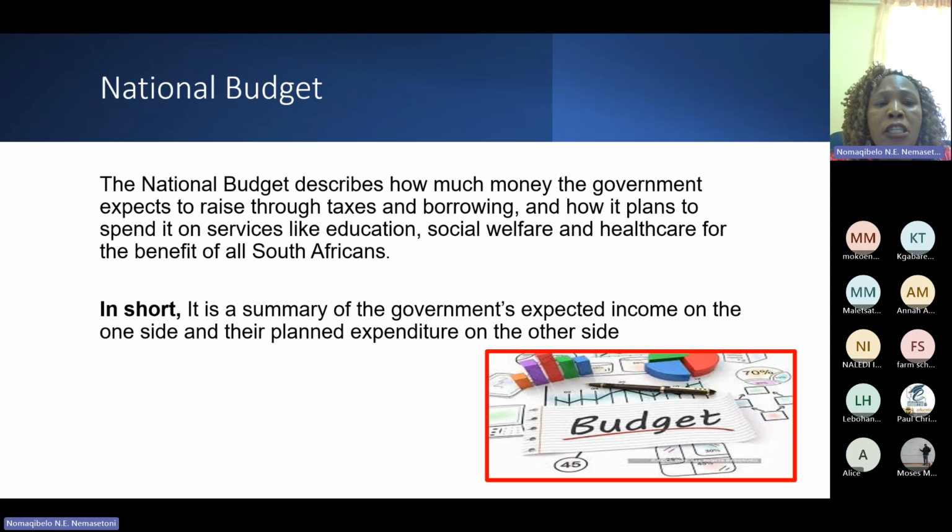Now, the national budget. What is the national budget? How do we explain the national budget? The national budget is described as how much money the government expects to raise through taxes and borrowing, and how it plans to spend it on services like education, social welfare, and healthcare for the benefit of all South Africans. In short, it is a summary of the government's expected income on the one side and their planned expenditure on the other side.